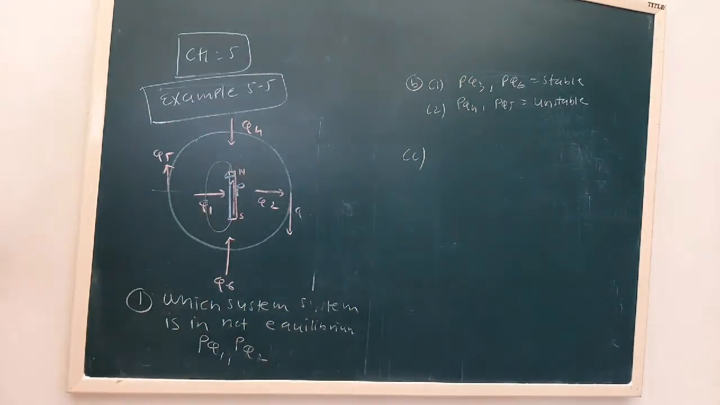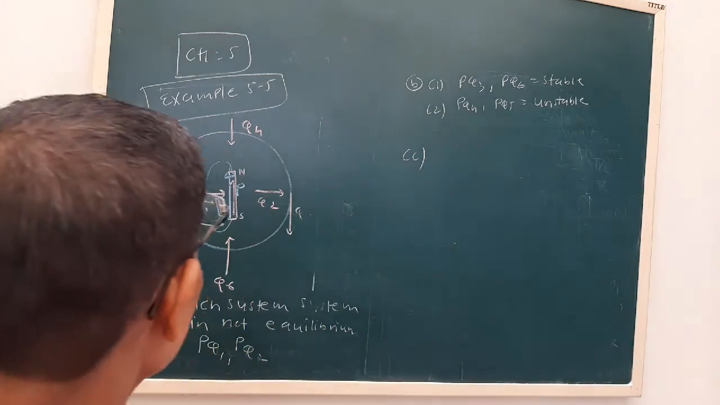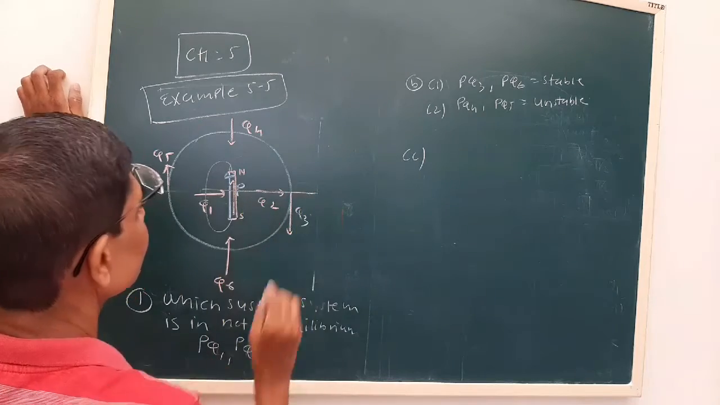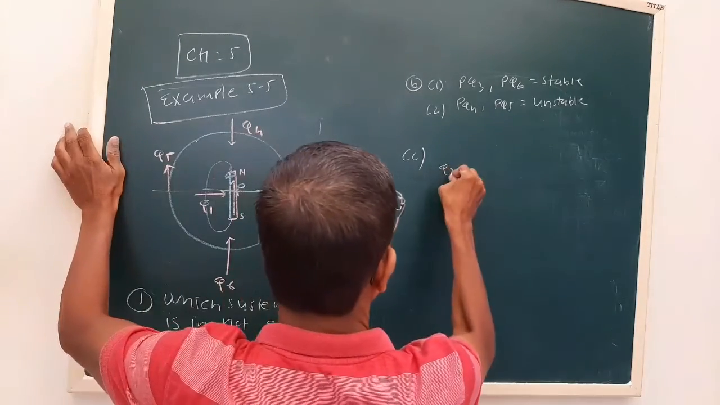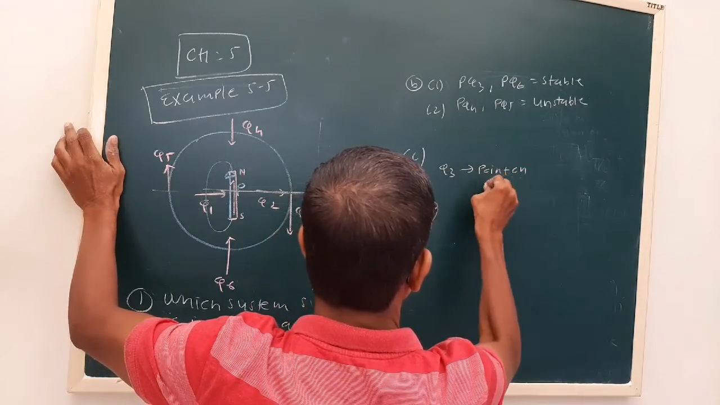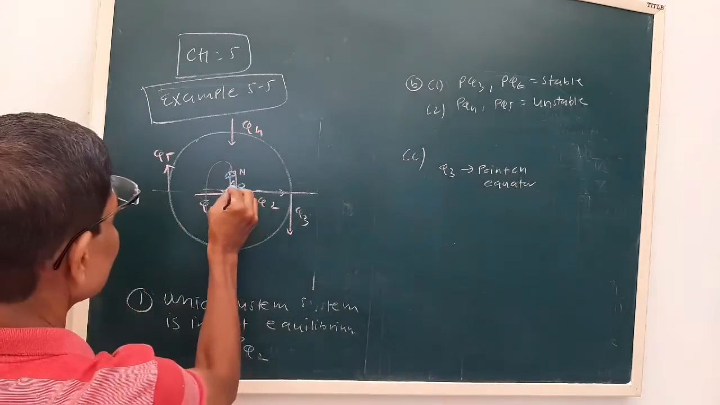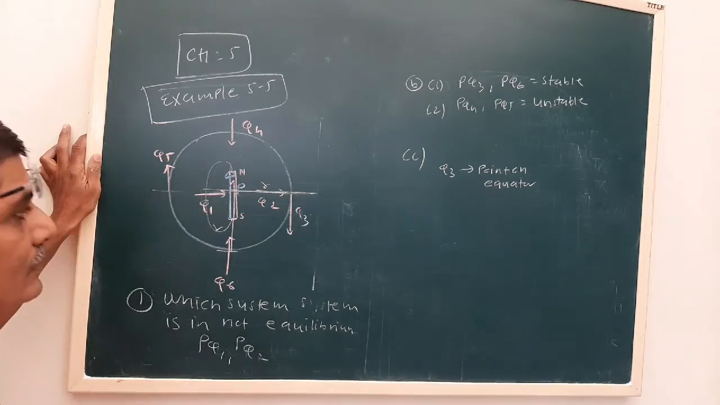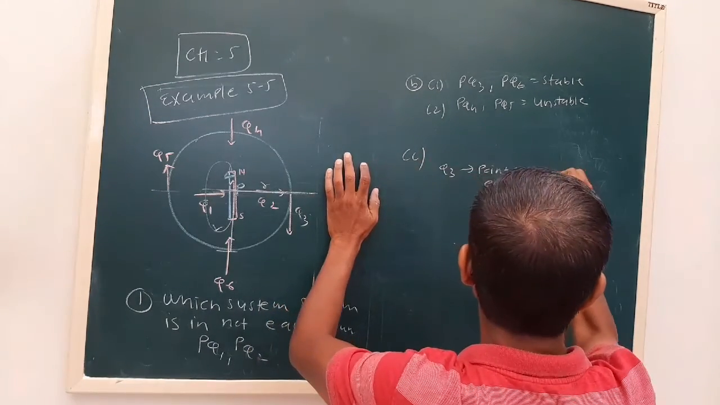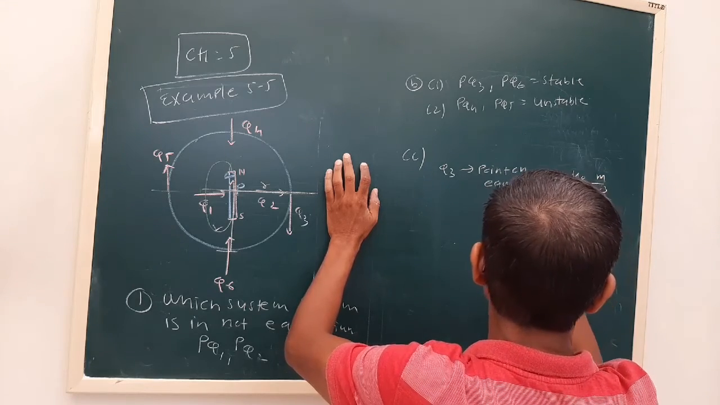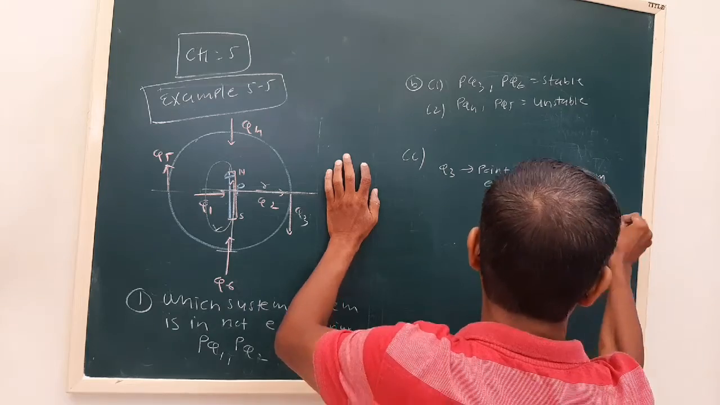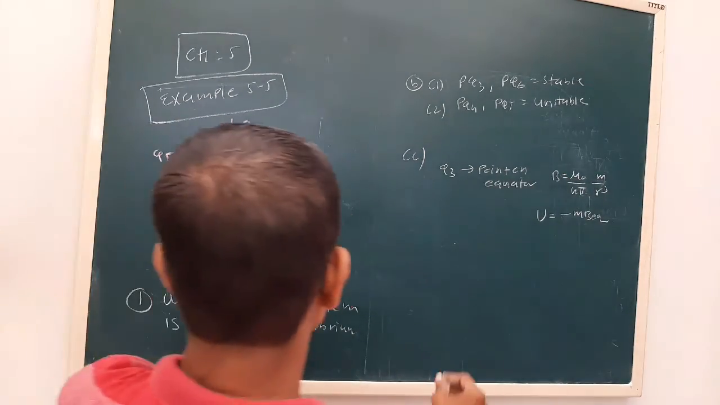And part C of the question is: which configuration has the lowest potential energy? Now see for Q3, the point is on the equator. We can consider this distance R and this distance R equal. So B is mu 0 upon 4 pi, m upon R cubed. U is equal to minus MB equator. And Q6.